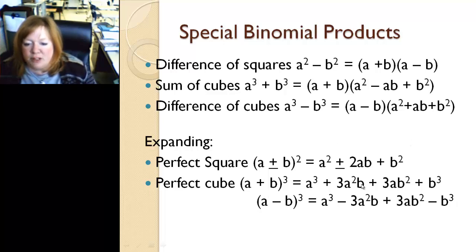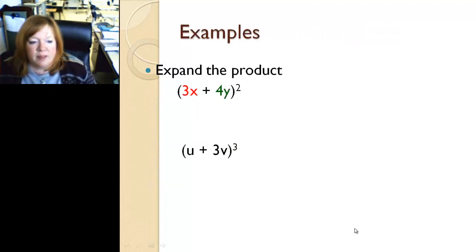A cubed plus 3a squared b plus 3ab squared plus b cubed, and then the minuses are on the first and the last one for a minus b cubed. So you might want to pause it and copy those down. One thing I do want you to see is that it starts with an a cubed and the next term is a squared, and then the b appears, and then it's a to the first and the b is squared and then b cubed. So as the a comes down, the b's go up. Alright, let's do an example of expanding the product.